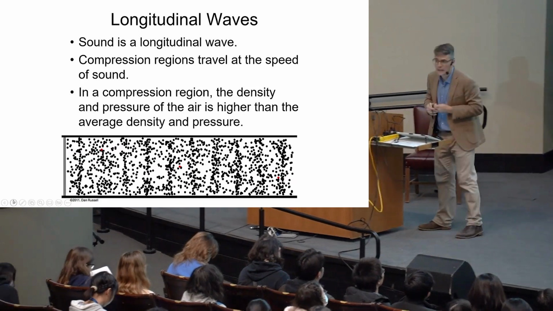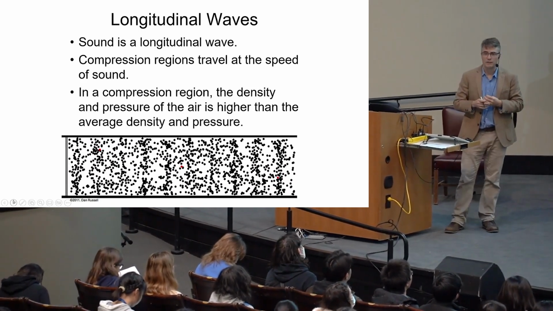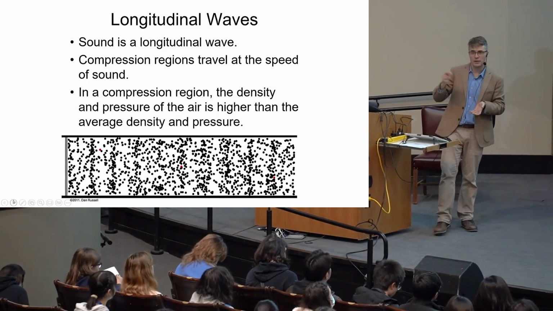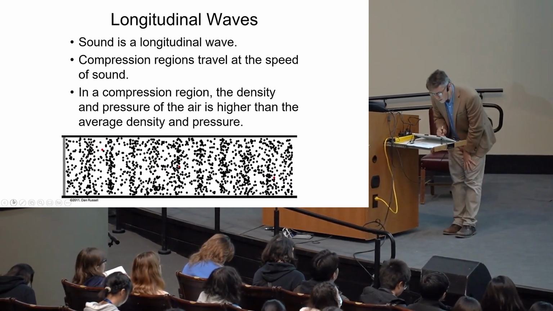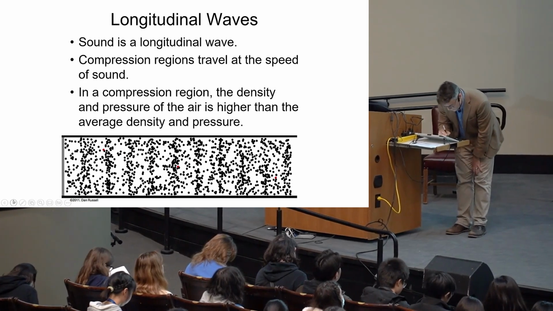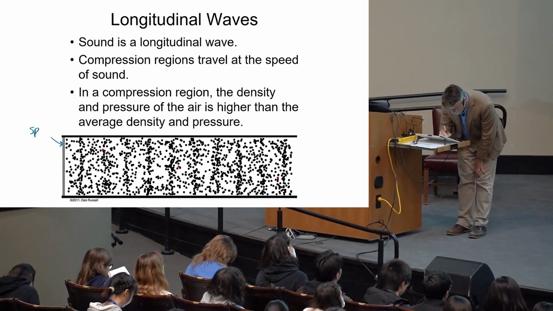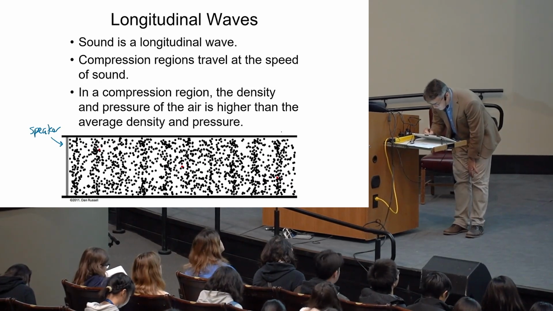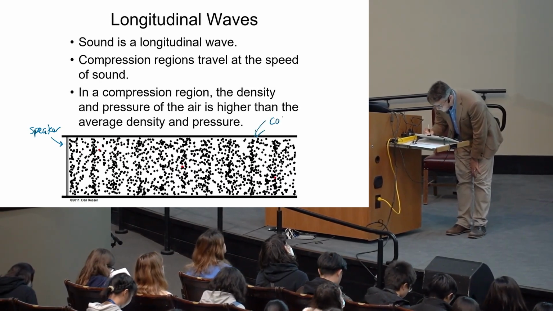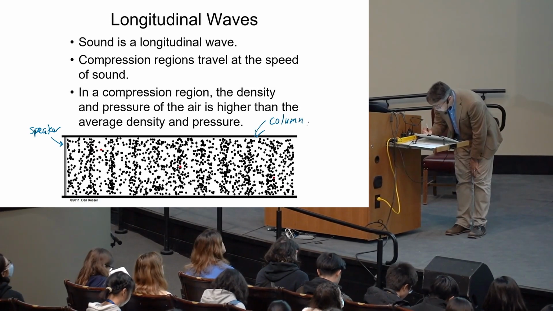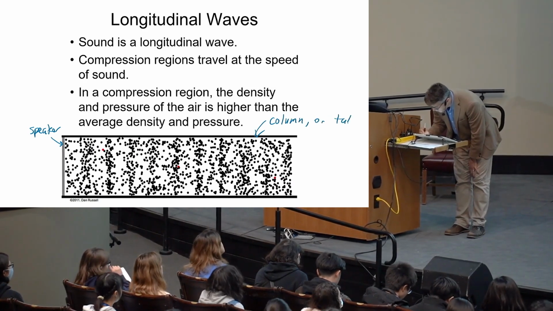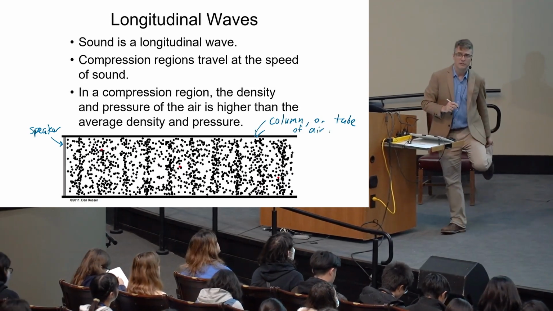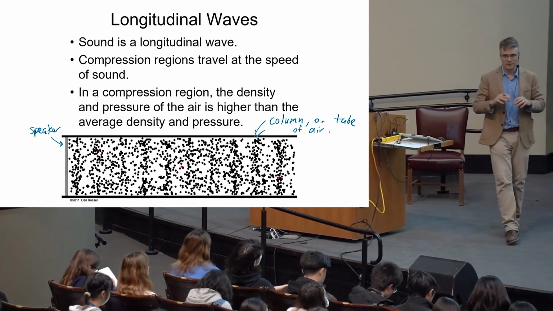So one of the key aspects of a longitudinal wave is that it has these high density, low density, or high pressure, low pressure regions that travel out. This, by the way, would be like the speaker oscillating back and forth, and over here, this would be some sort of column or tube of air. If you read all through chapter 11, you'll see we get quite a bit into these tubes of air.